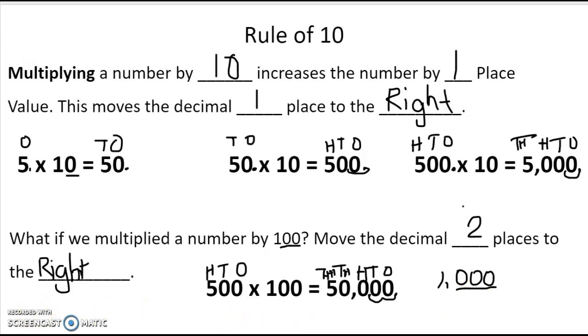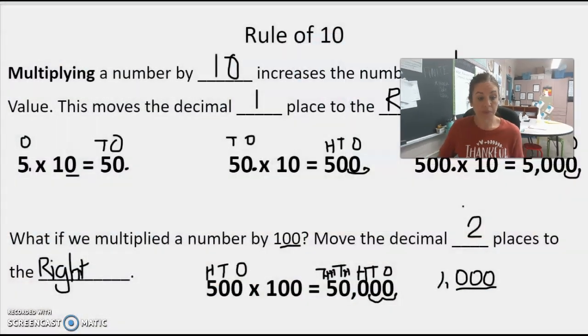Now, why is this important? The reason I'm talking about this is we have learned for several years that if we multiply a number by 10, all we have to do is add a 0. So if I multiplied 5 times 10, I take my 5 and I add a 0, and I get 50. And that does work for whole numbers. It does not work for decimals. Do you want me to show you?